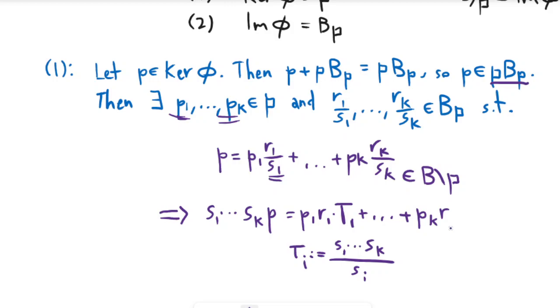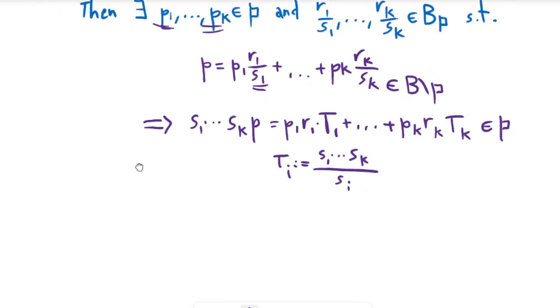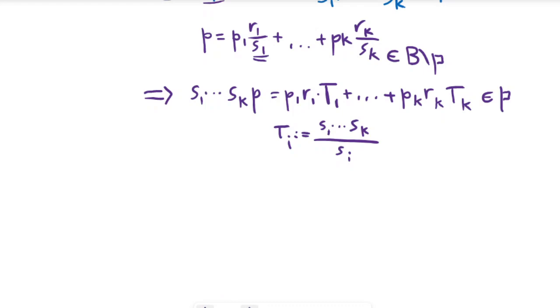Here we're going to have PK RK times TK. And what we want to notice is that now this thing on the right is just an element of P. Right, so we originally had an element of P times BP, but we multiplied out all of the denominators. And so now we have something that isn't really a fraction anymore, so it's just an element of P. Great. But we also know that P is a prime ideal.